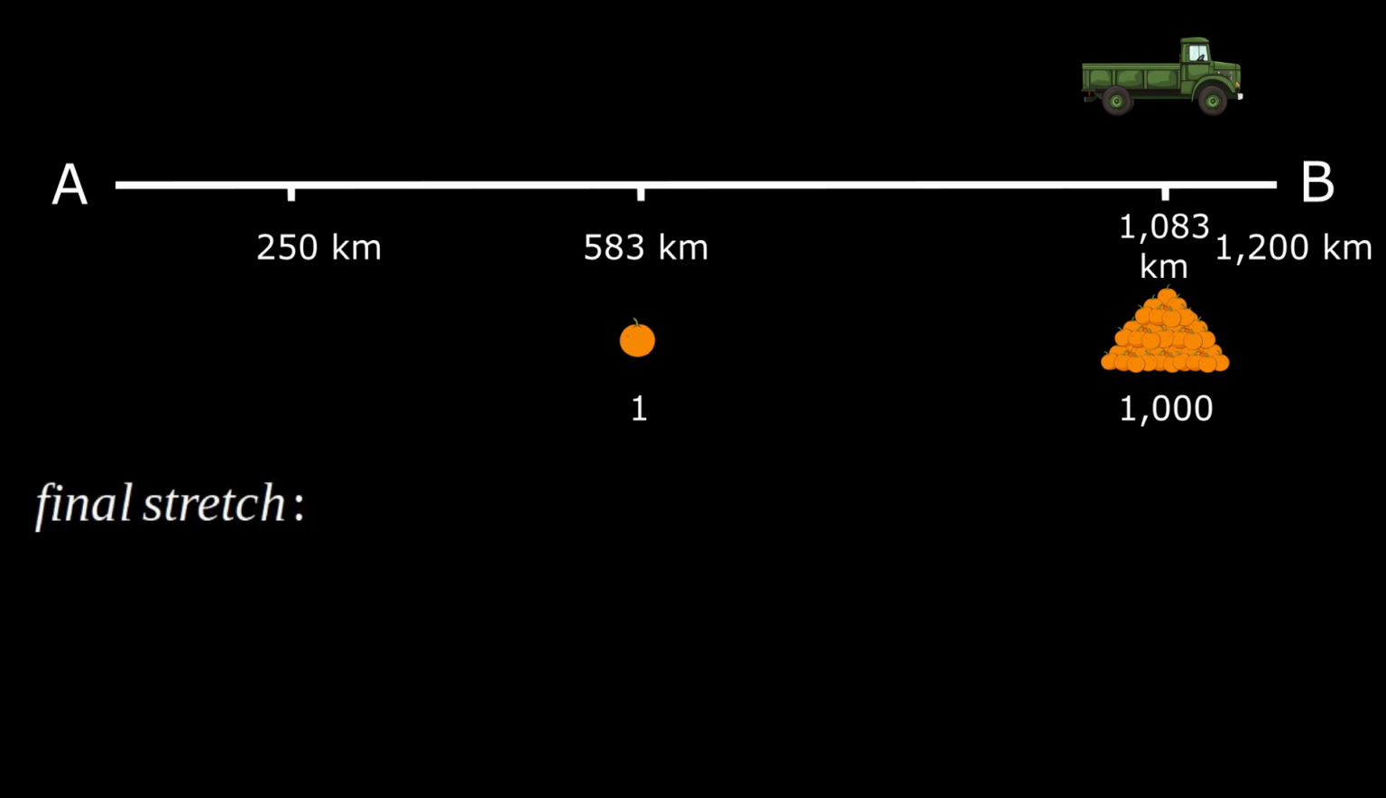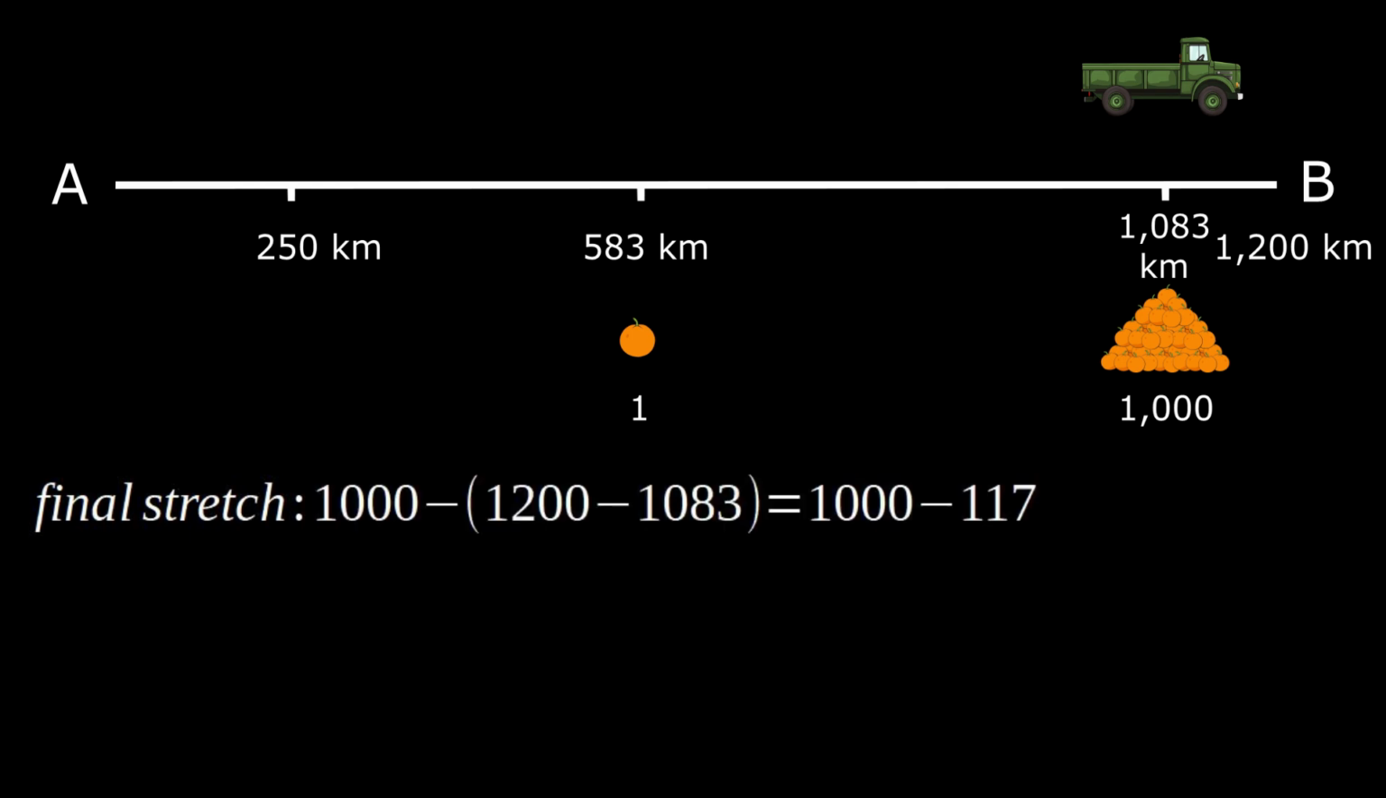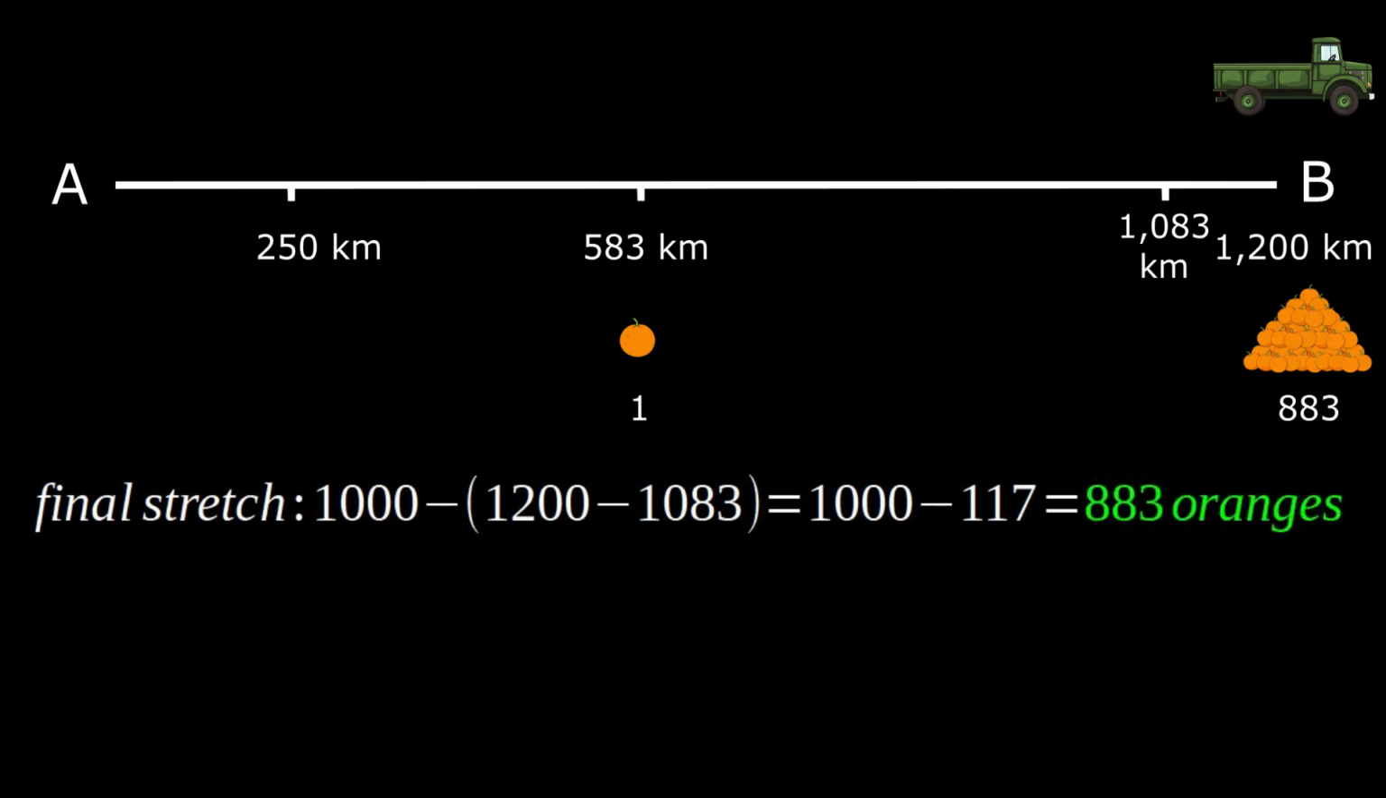The distance from the third checkpoint to town B is 117 kilometers. So 1,000 oranges minus 117 oranges that will be eaten by the driver is equal to 883 oranges. So that's your answer. 883 oranges at most can be transported from town A to town B.